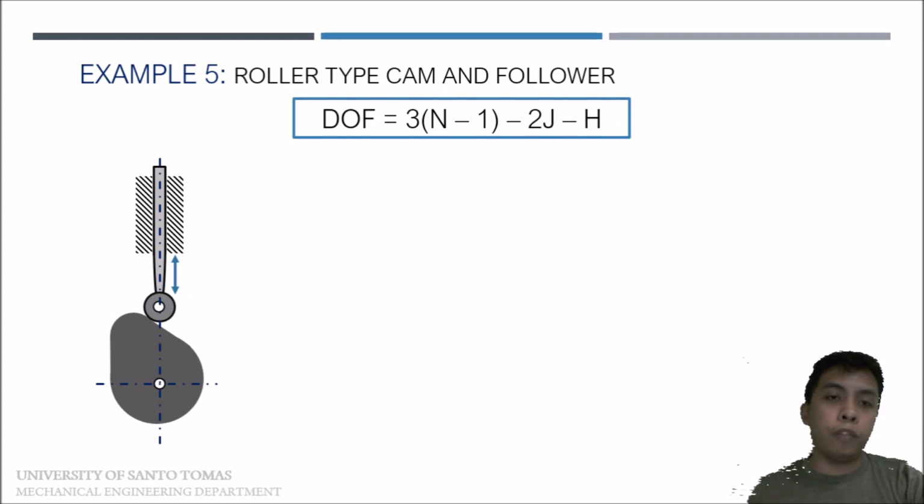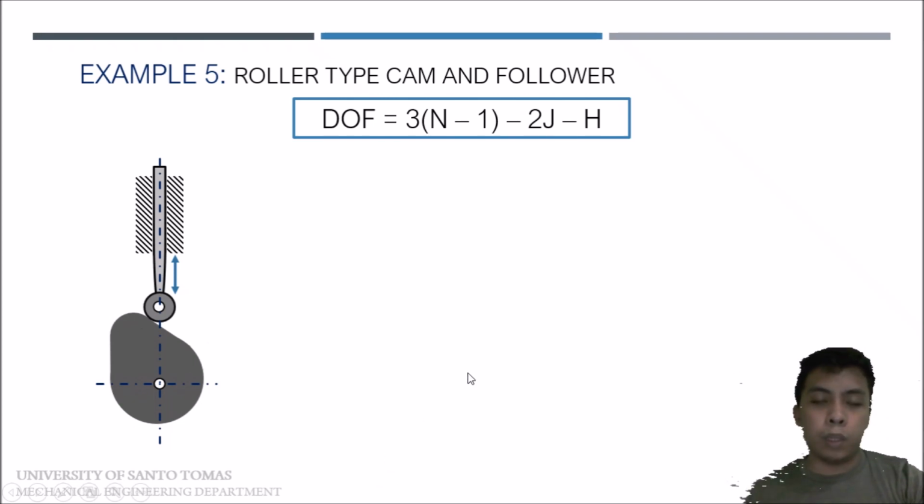Example number 5 will be the roller type cam and follower. Almost the same as kanina. The difference lang between these two is the geometry of the follower natin. Sa follower kanina, that is a knife type. Pag sinabing knife type, pointed yung follower natin. In this cam and follower type, our follower has a roller tip. So, ibig sabihin, itong cam gumugulong dun sa follower natin. Or sumusunod yung follower natin, yung gulong ng roller natin dun sa ikot ng cam natin.